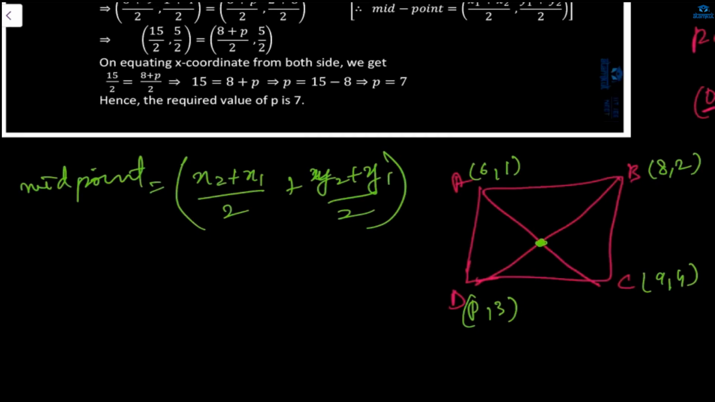According to this, we are first going to find the midpoint of AC, and that will be equated to the midpoint of BD. Understood?